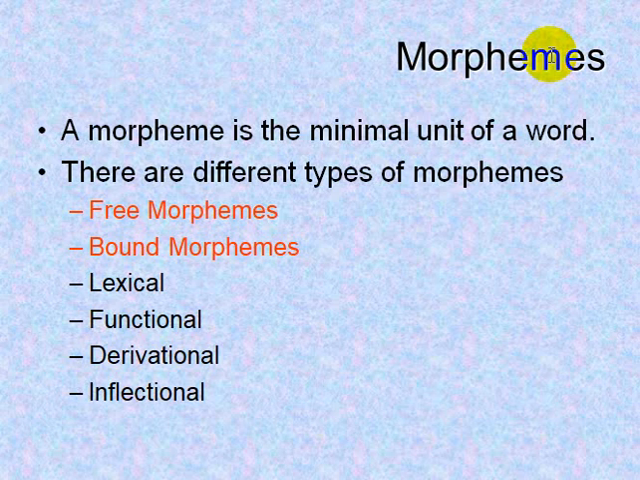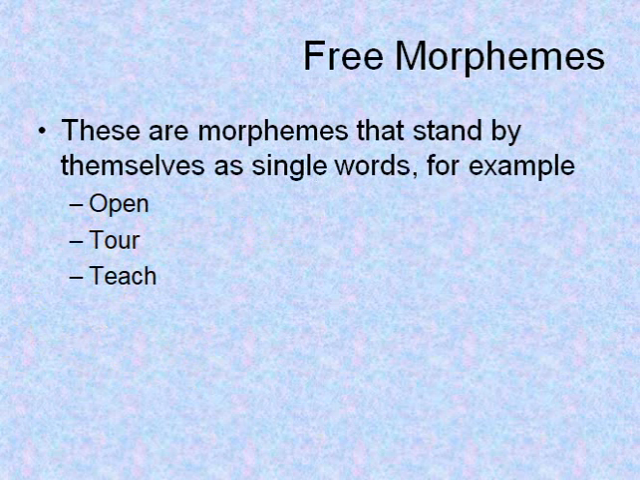Now, of course, morphemes have different classifications and different types according to these classifications. Now let's start with the classification that depends on the form of the morpheme. The formal classification has two types of morphemes, free and bound, while the functional classification, which depends on the function of the morpheme, has the lexical, functional, derivational, and inflectional. Let's start with the formal classification of the morpheme.